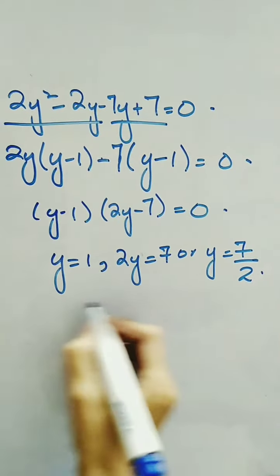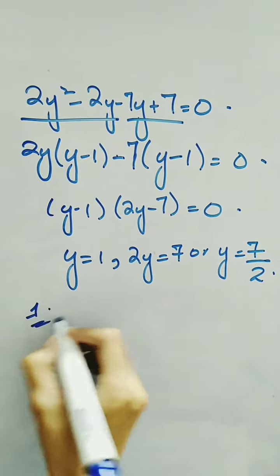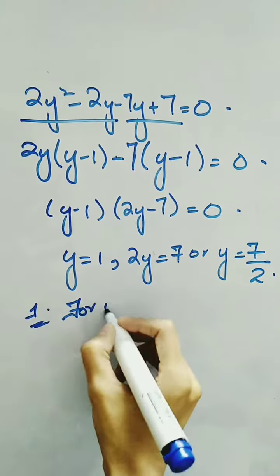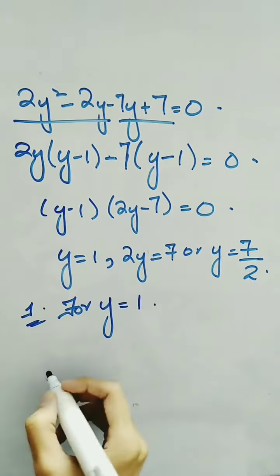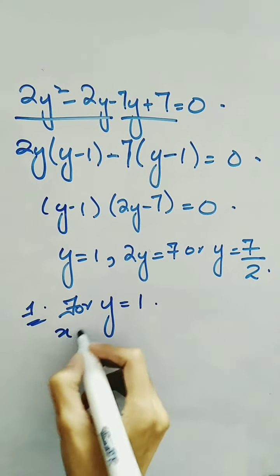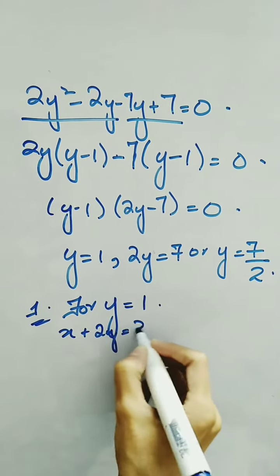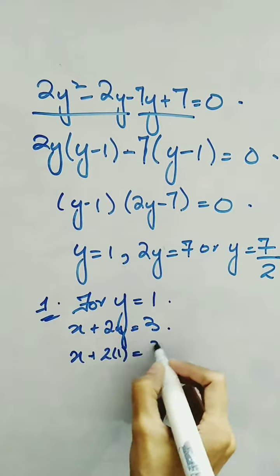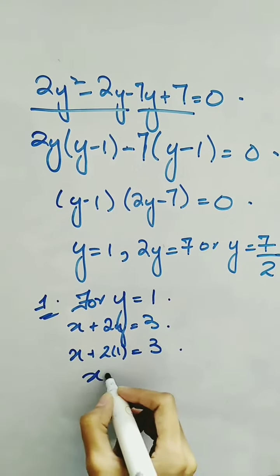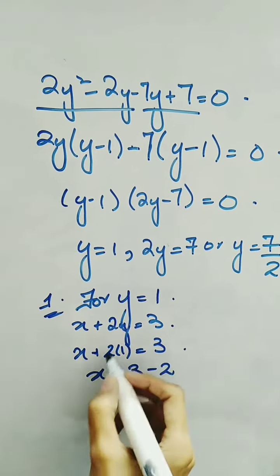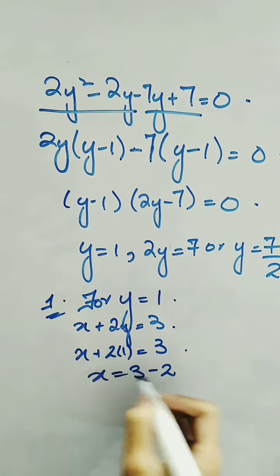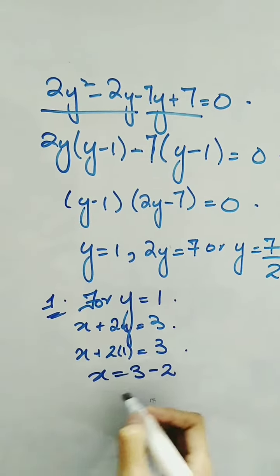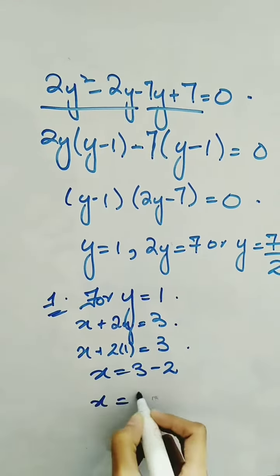Now we will find out the values of x for the given values of y, which is y is equals to 1. We will have x plus 2y is equals to 3 and x plus 2 into 1 is equals to 3, or x is equals to 3 minus 2, or x is equals to 1.